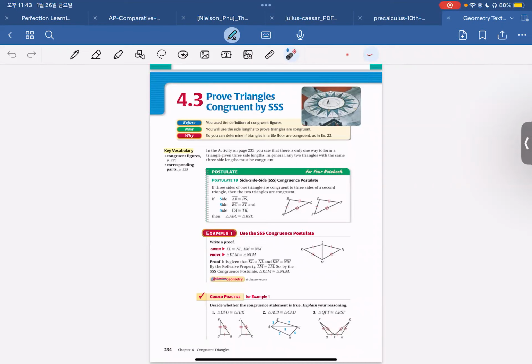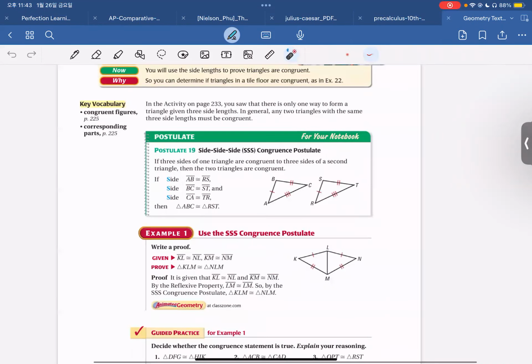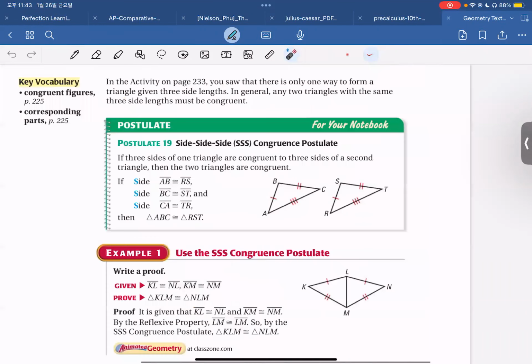So in geometry, or in just general trigonometry, one of the most important theorems when it comes to triangles will be the SSS. Well, not theorem, but postulate. And it'll be used a lot when you prove things. So just know that this chapter was really important, and especially this section.